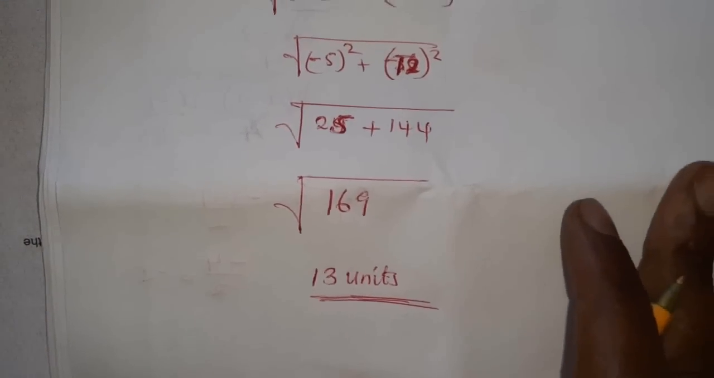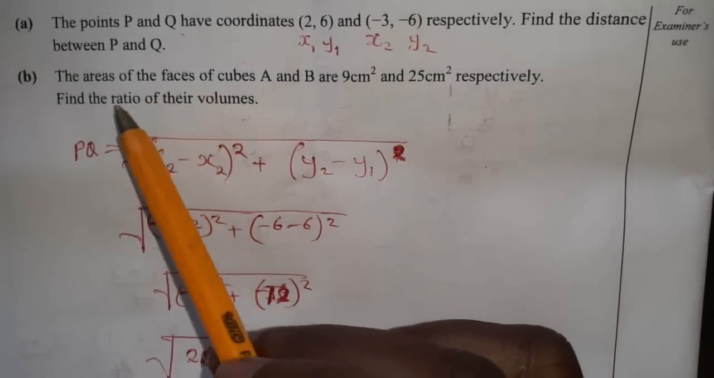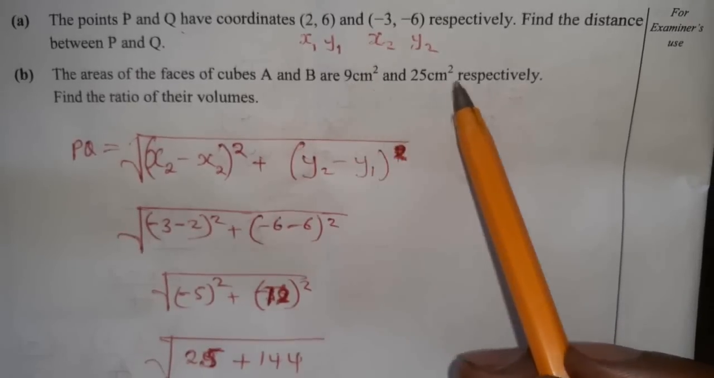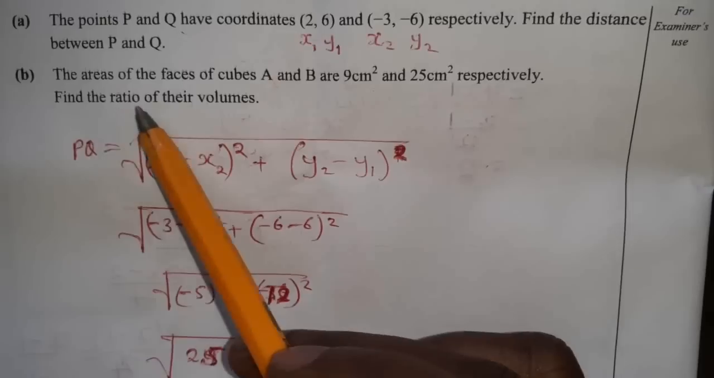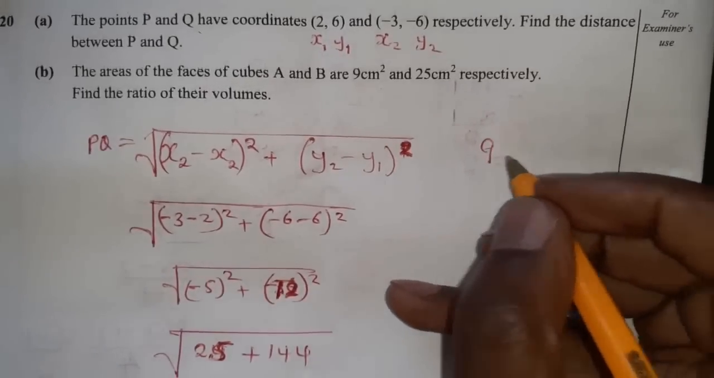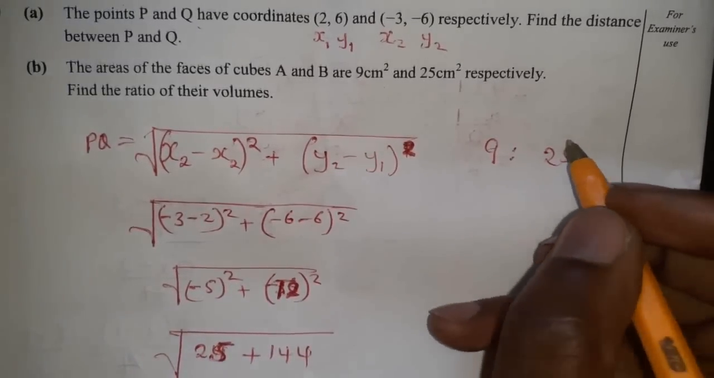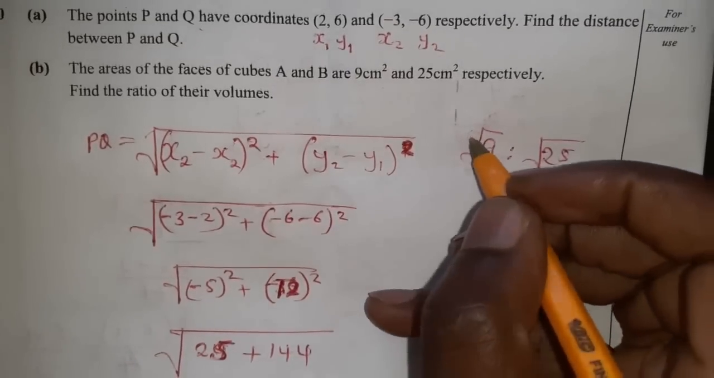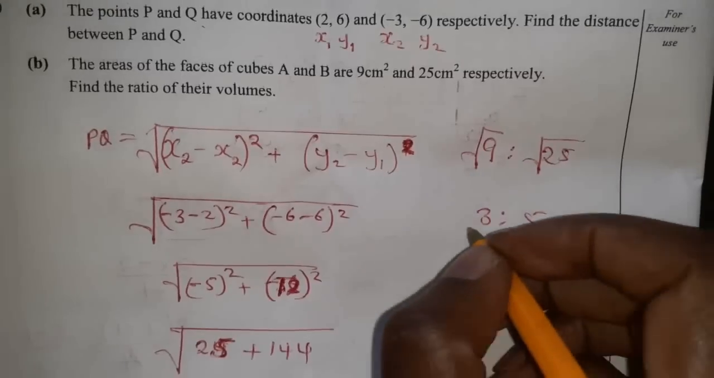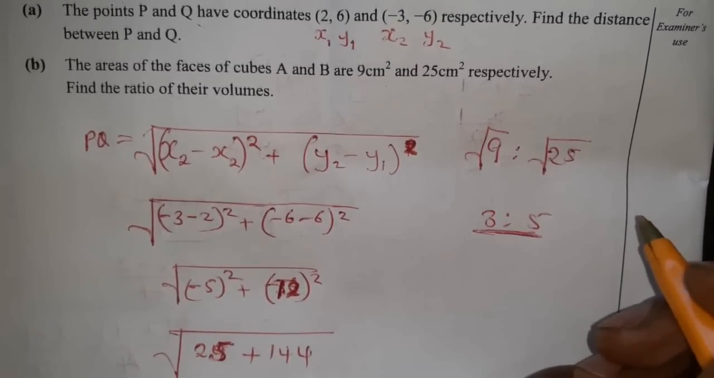The second question. The areas of the faces of cubes A and B are, respectively, given. Find the ratio of their volumes. So this is the area. So we need to get the original lengths, so we find the square roots of these. What do we get? 3 and 5. So these are the ratios of the original sides.